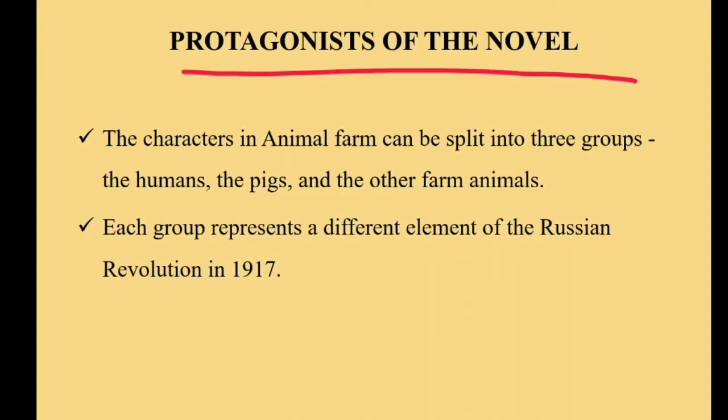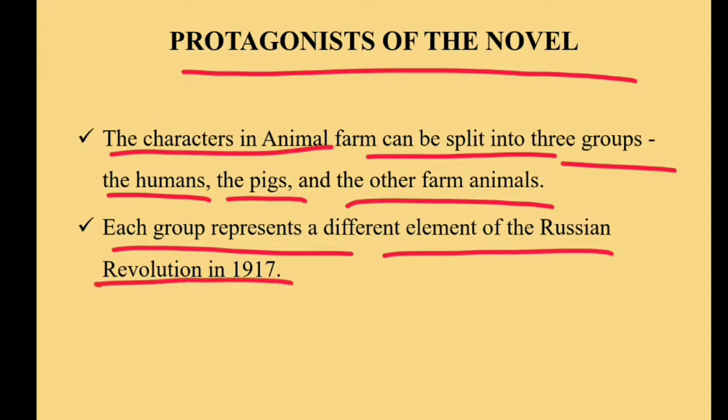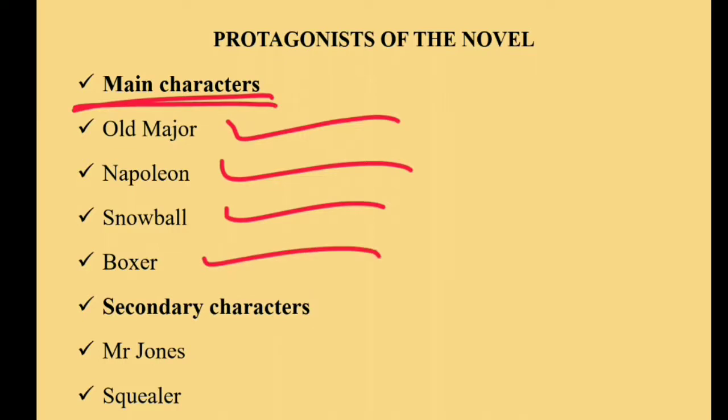Protagonist of the novel. The characters in Animal Farm can be divided into three groups: the humans, pigs and other farm animals. Each group represents a different element of Russian Revolution of 1917. This also we have already discussed, so we will move to another slide. Here comes the characters. Main characters are Old Major, Napoleon, Snowball and Boxer, and secondary characters are Mr. Jones, Squealer and Benjamin. Okay, who all are they and what are their character traits? We will understand in our next slide.